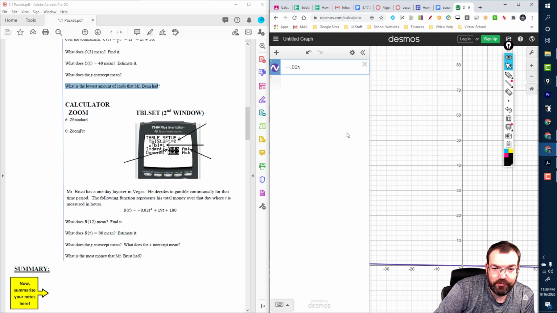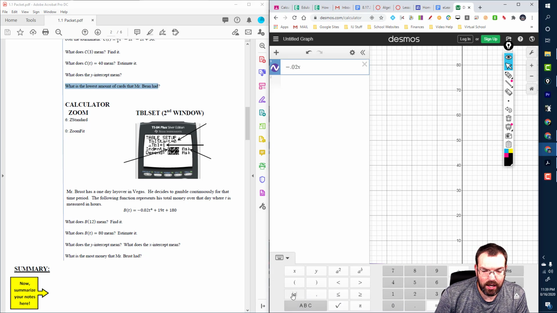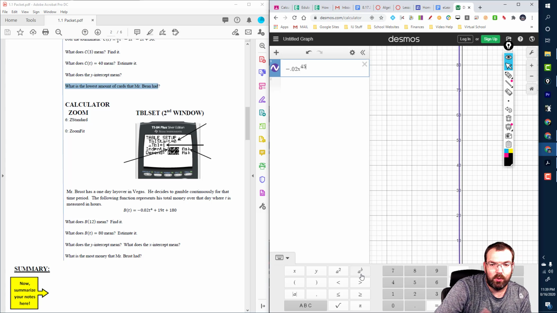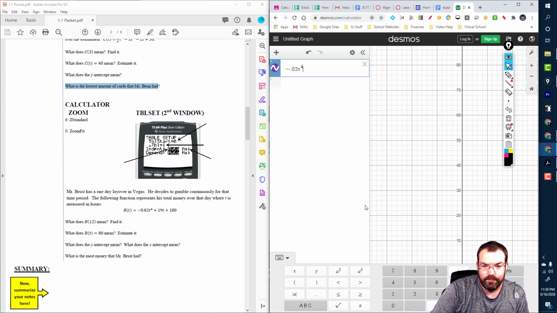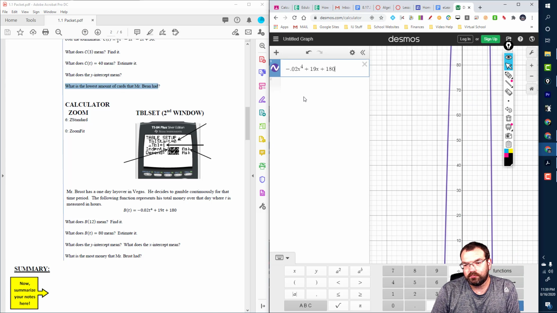I get negative 0.02x to the 4. Now, you can use that second 6 button to get your 4. But what if you didn't want to use second 6? You come down to the keyboard. You hit the A to the B button. You hit this button, it automatically makes it into a superscript, and you can make that number whatever you want it to, 45 or 4, whatever. Okay? So now x to the 4 plus 19x plus 180. All right? Plus 180. I'm going to close this a little bit.